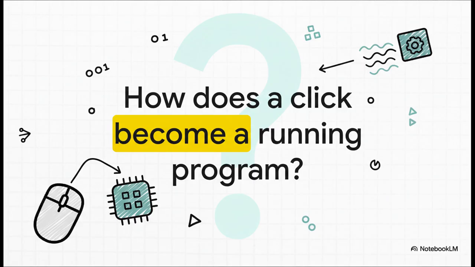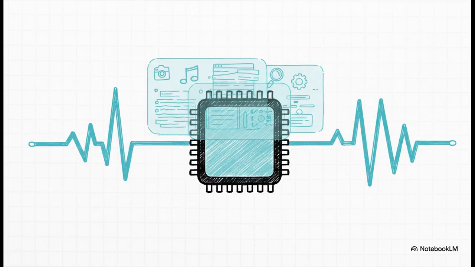Yeah, this is the real mystery, isn't it? What is that invisible chain of events that transforms a simple click into a fully running program on your screen? It turns out the answer lies in one single, fundamental process that powers absolutely everything your computer does. You see, underneath all the complex software and all the apps you use, your computer's brain, the central processing unit, or the CPU, it has a pulse.